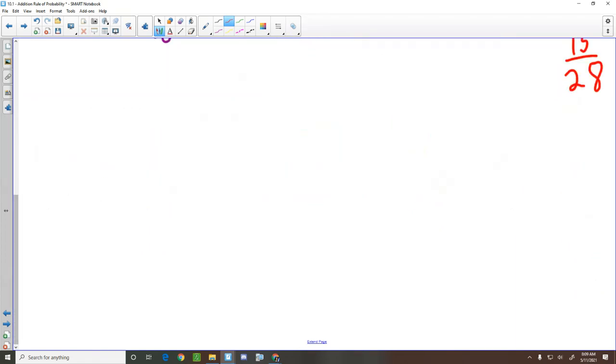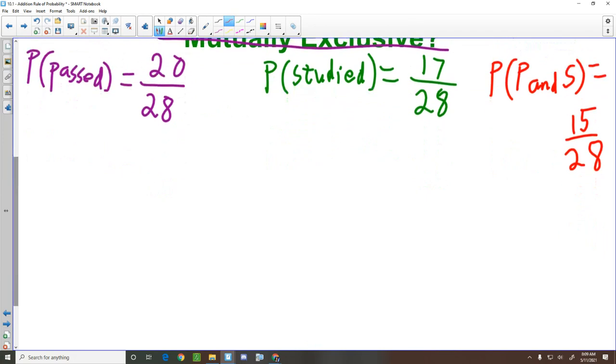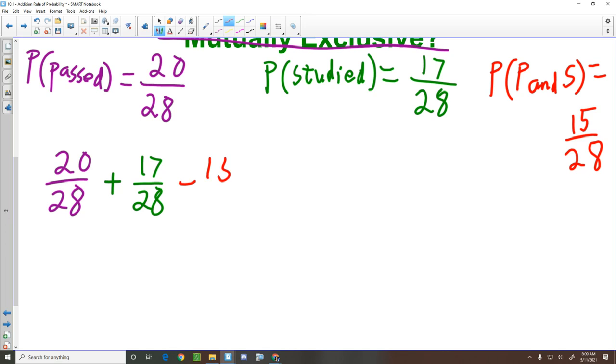So now we need to use our formula. So I can't just add up the number of students passed with the number of students that studied, because there's some overlap between them. Some of the students who passed also studied, but not all of them. And so I'm going to add up the 20 over 28 plus the 17 over 28, but I had to subtract off this overlapping region of students that both studied and passed the test, because 15 of them are in group A and 15 of them are also in that group B, and so I can't count them twice.